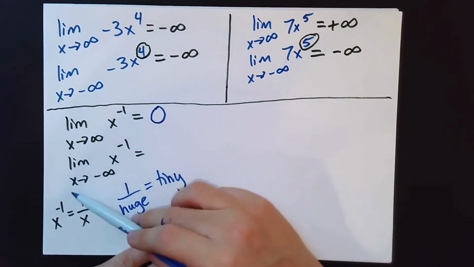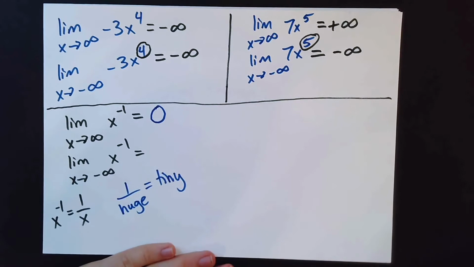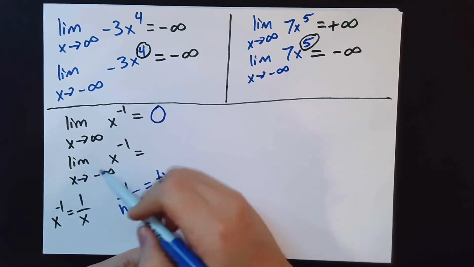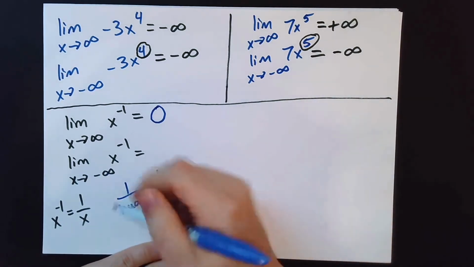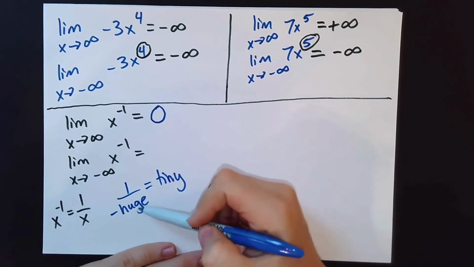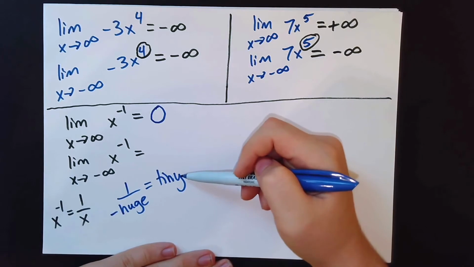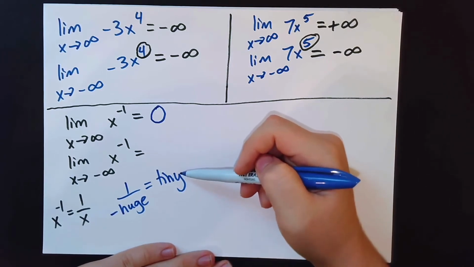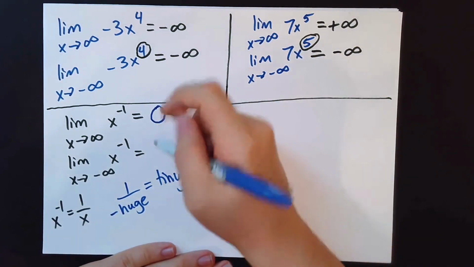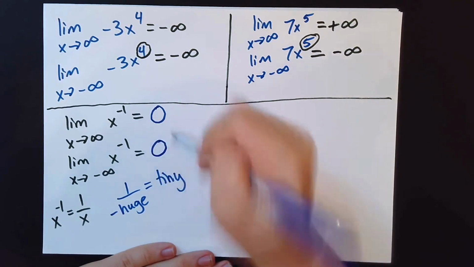What about the limit as x goes to minus infinity of x to the minus 1? Well, now I'm taking a negative huge number. Well, 1 over a negative huge number is still tiny. It just so happens instead of being a tiny positive number, it's a tiny negative number. But that doesn't matter. This is still going to 0.